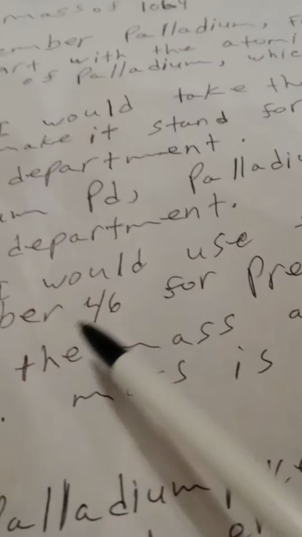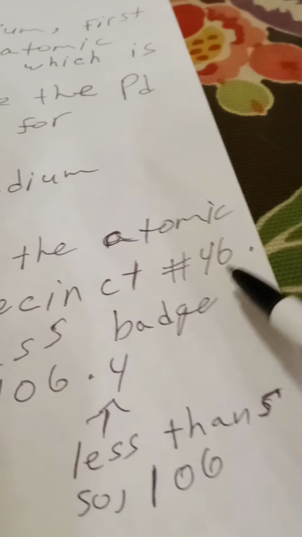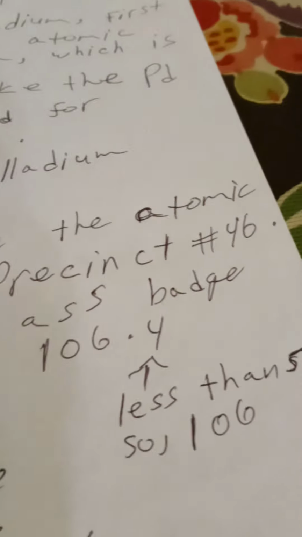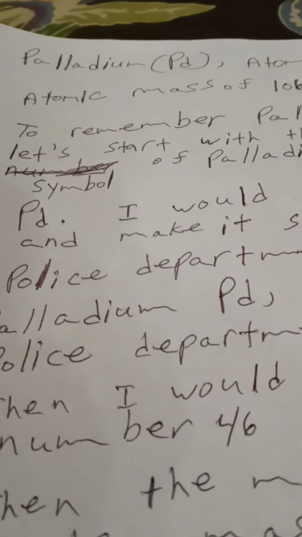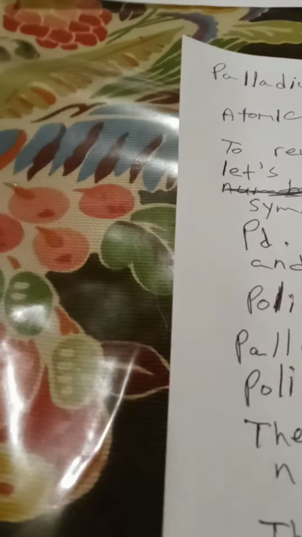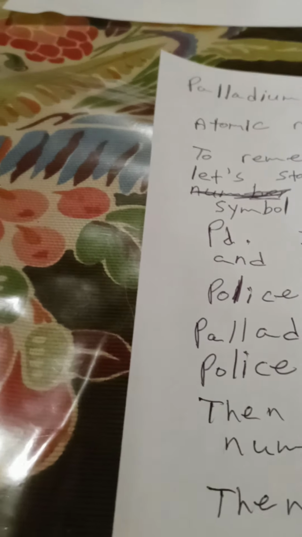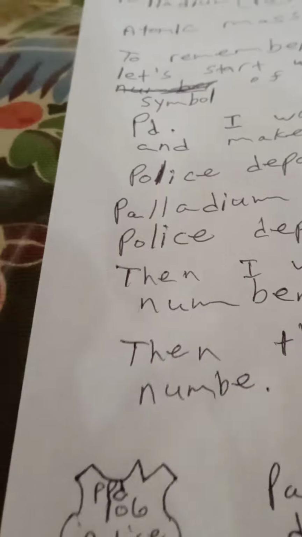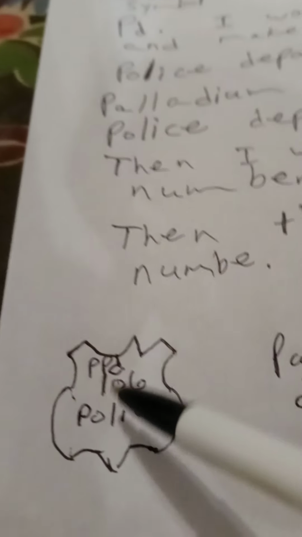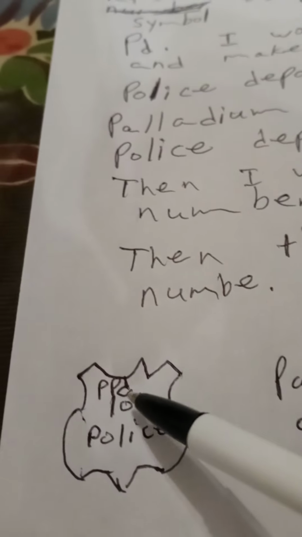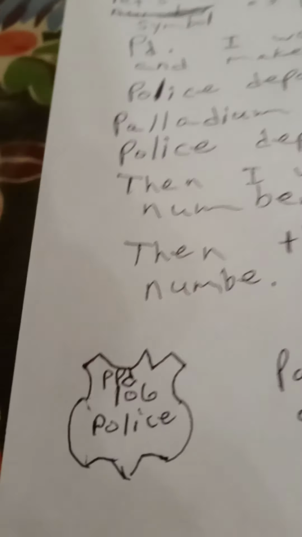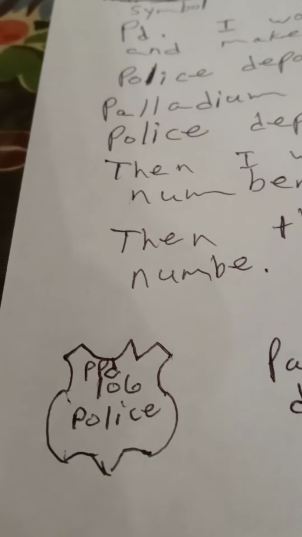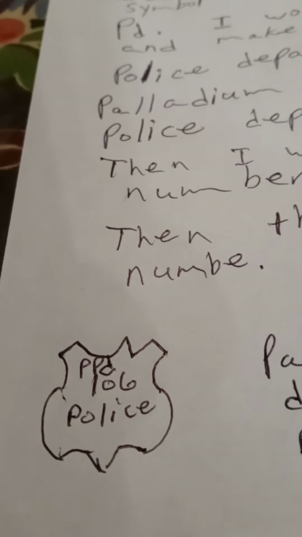But now we're going to change the atomic number into a precinct number 46 on the building. So we have a building that says Palladium Police Department, and it tells you the precinct number is 46 for the atomic number. Then we see a policeman coming out wearing a badge, capital P and a small d for Palladium Police Department, badge number 106, which is the mass of the element.